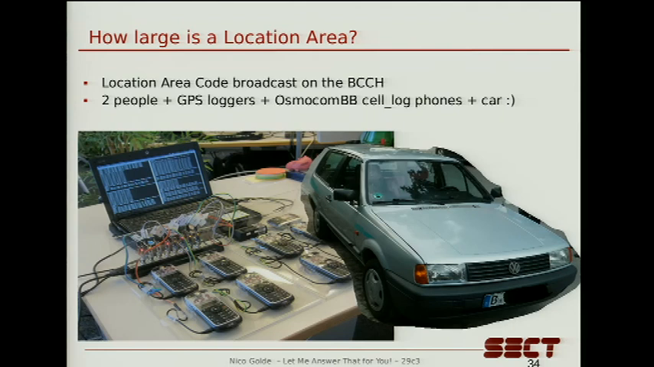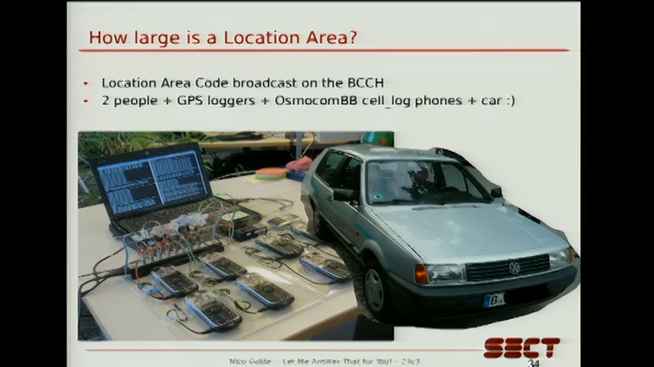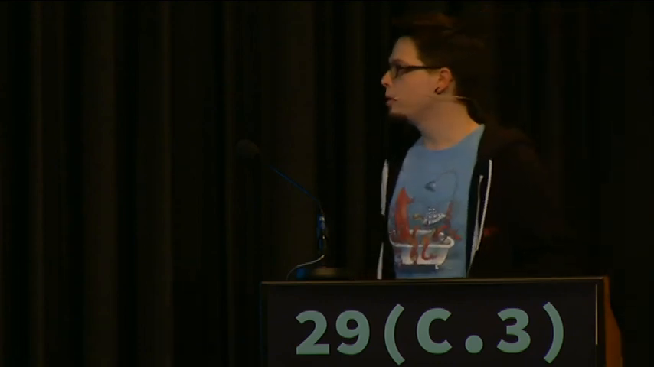So to determine the impact of this, it would be actually nice to know how large one of these location areas is, just so that you have an idea of what this means in practice. And the identification for a location area is actually part of a message which is transferred on a broadcast channel as well. This is called the location area code. And by basically just using two people, a GPS logger and an application from Osmocom BB, which logs this broadcast information, a car, which is a picture of my car in this case, you can basically just map the entire location area by correlating the location area codes you've seen with the GPS data that you have.